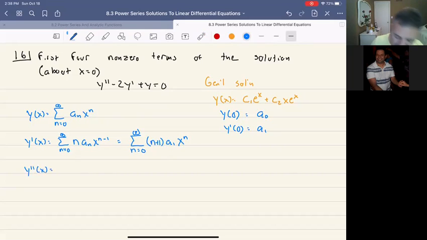y double prime of x. I'm just going to do it from here. By here, I mean here. So that's going to be the sum, n goes from 0 to infinity, n minus 1 times n, a sub n, x to the n minus 2.